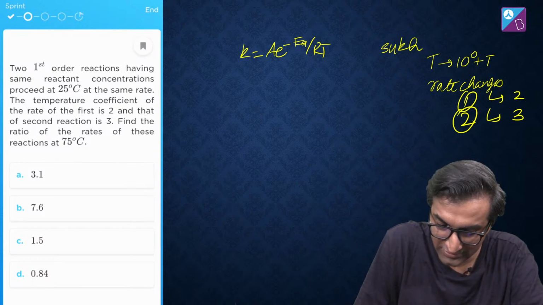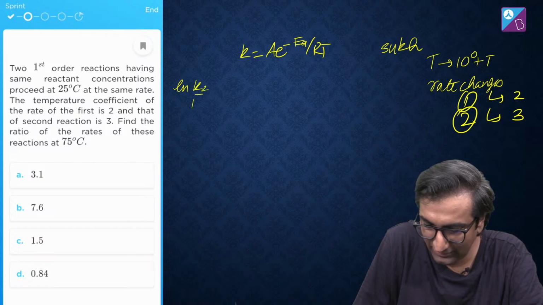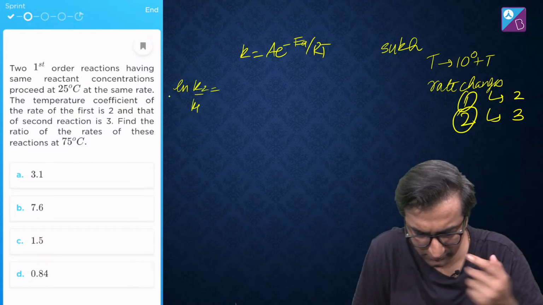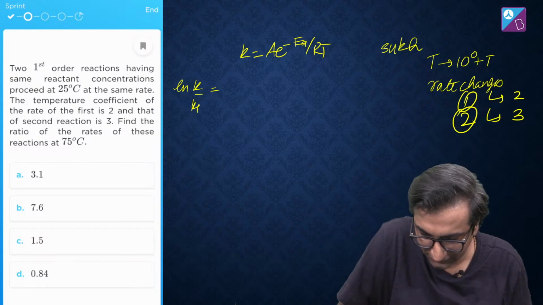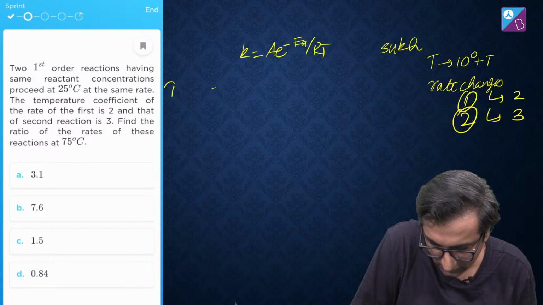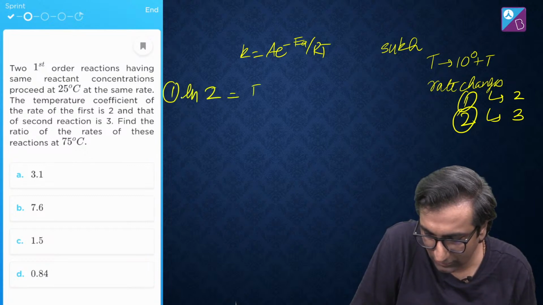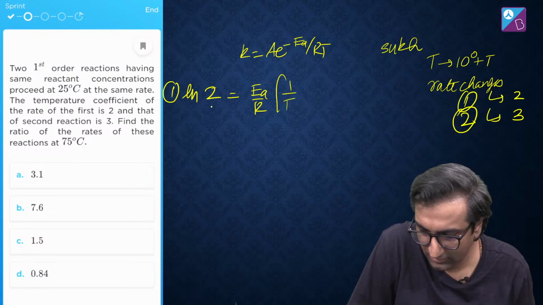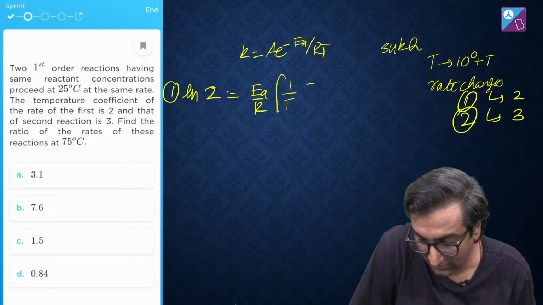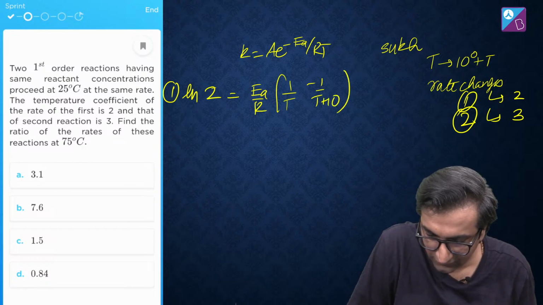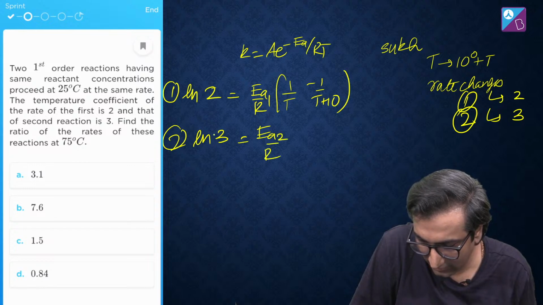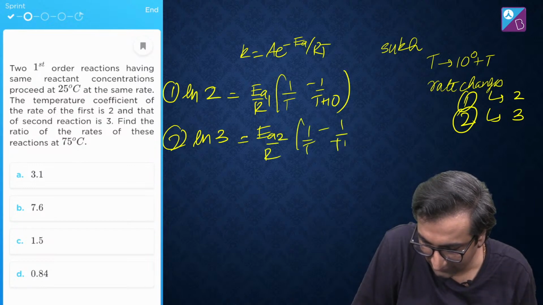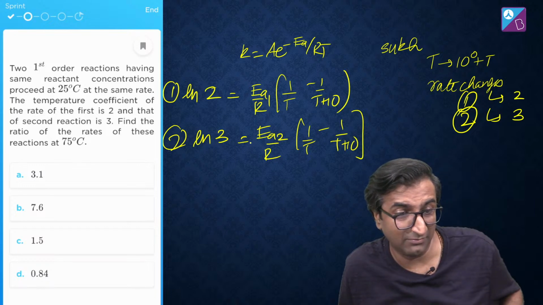So for the first one, ln K2 by K1 is equal to 2, right? Sorry. In the first case, ln2 equals EA by R into (1 by T minus 1 by T plus 10). For the second one, ln3 is equal to EA2 by R into (1 by T minus 1 by T plus 10). This is what this means. It's making things a little bit complicated.